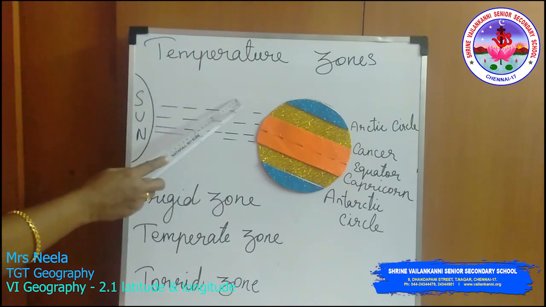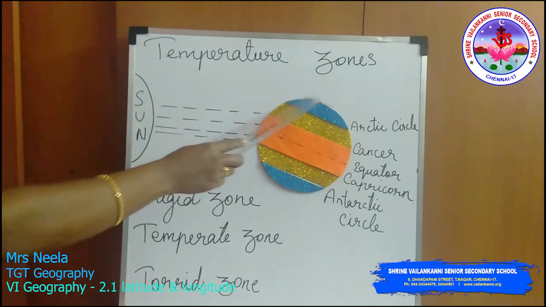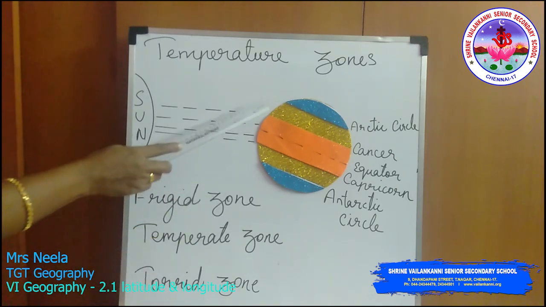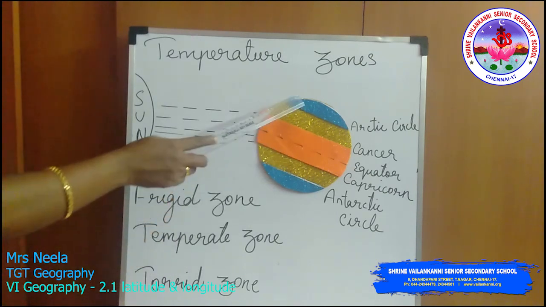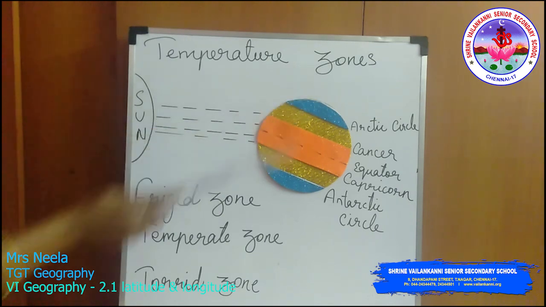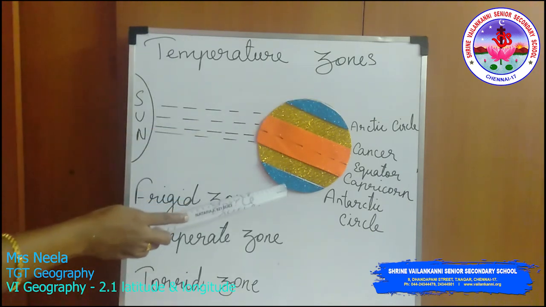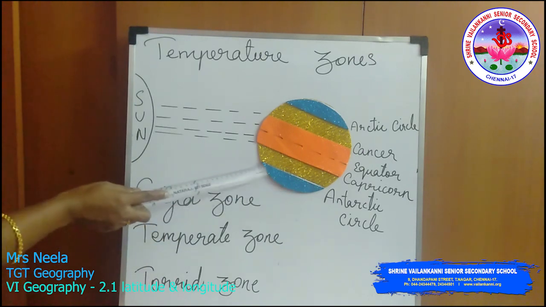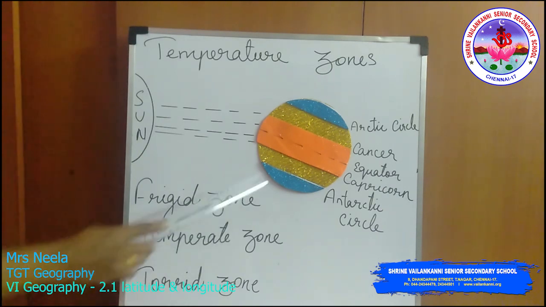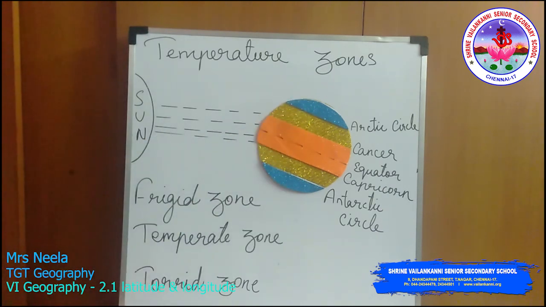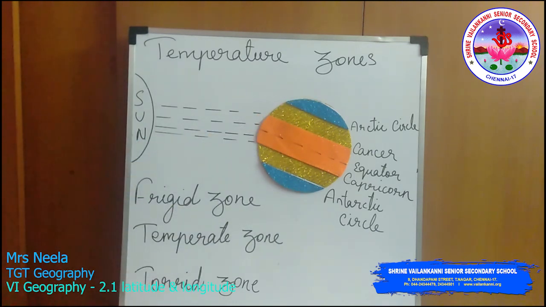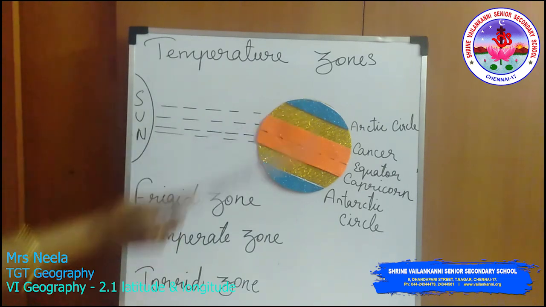The sun's rays keep on decreasing as they move towards the poles. In the northern hemisphere, the zone is between the Arctic Circle and the North Pole. In the southern hemisphere, the zone lies in between the Antarctic Circle and the South Pole. And this zone gets the least solar energy and is very cold. Thus they are called the frigid zone or the polar regions.